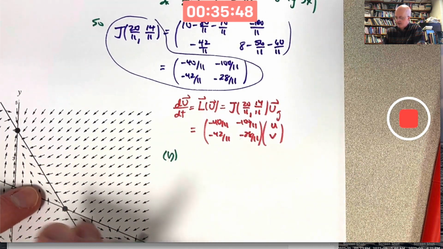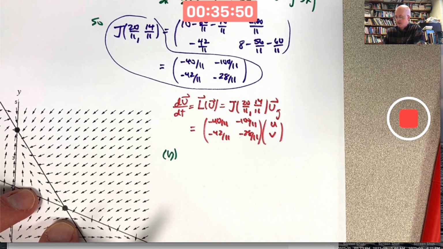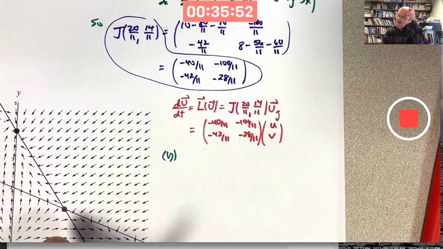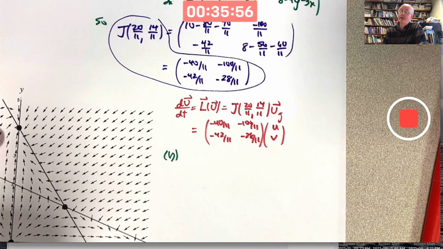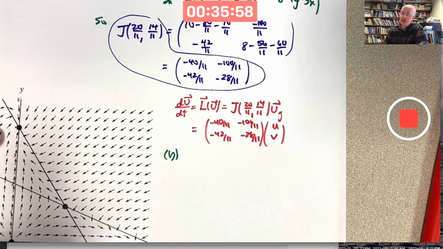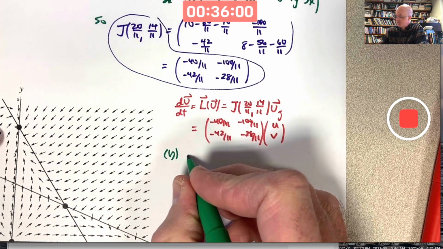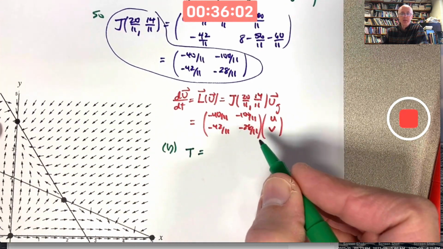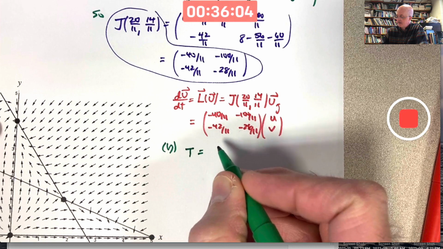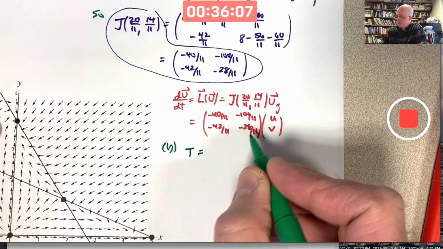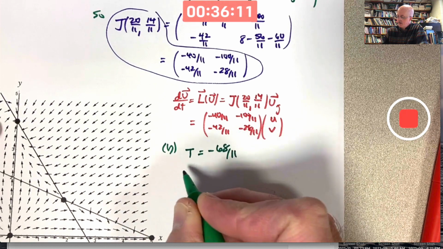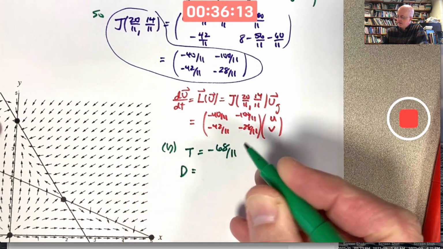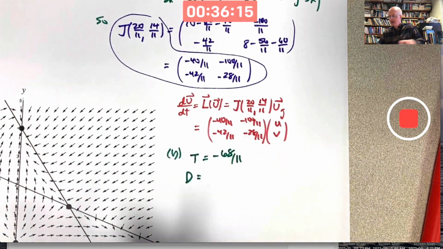Now, you can actually just look at this vector field here and see it looks like this is going to be some sort of saddle point. And it turns out it's enough to confirm that the determinant is negative to confirm it's a saddle point. But let's go ahead and compute the trace and determinant anyway. The trace is the sum of the numbers in the main diagonal, so that's negative 40 elevenths plus negative 28 elevenths is negative 68 elevenths. And the determinant, 40 times 28.